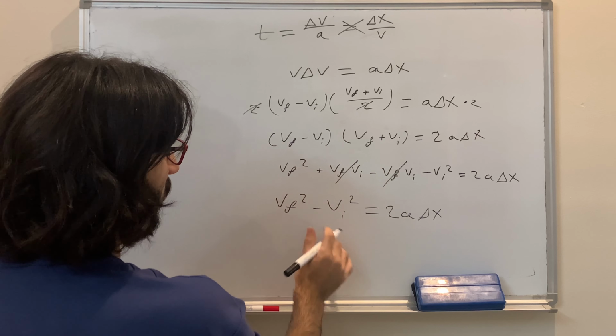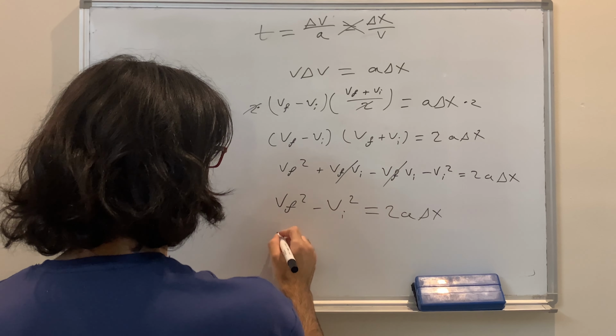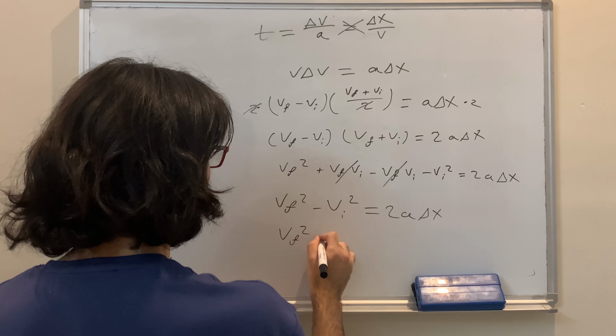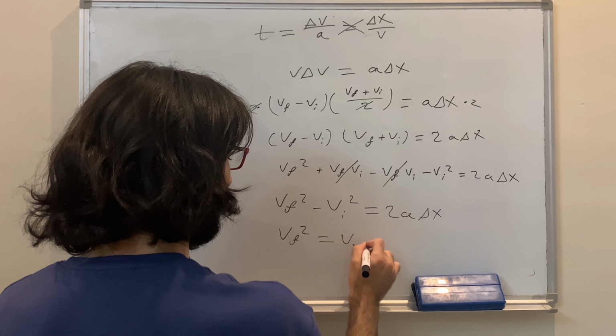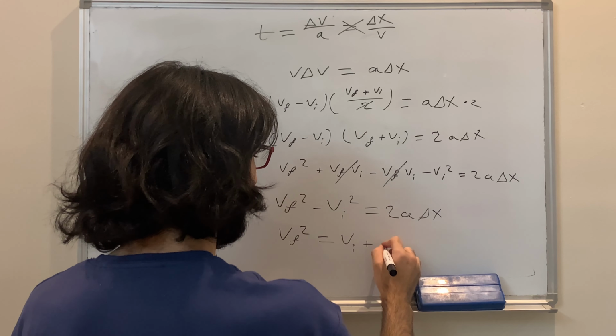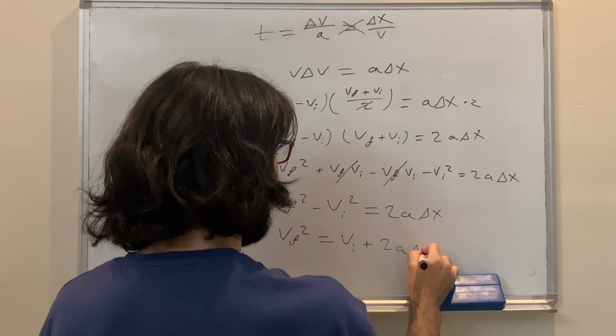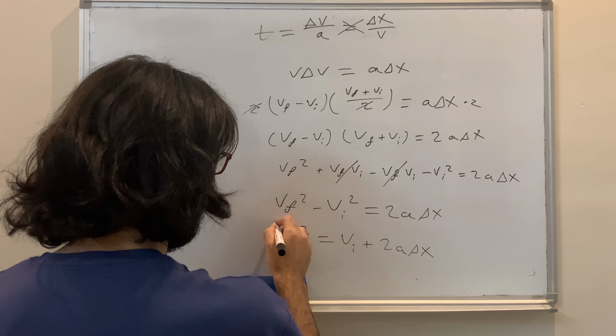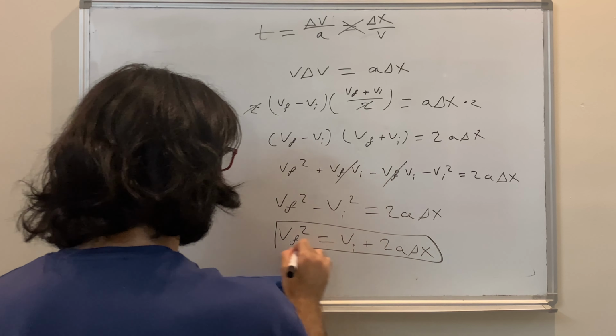And finally, you move the v initial squared to the other side, which gives you v final squared equals v initial squared plus 2a delta x. And that's the final kinematic equation.